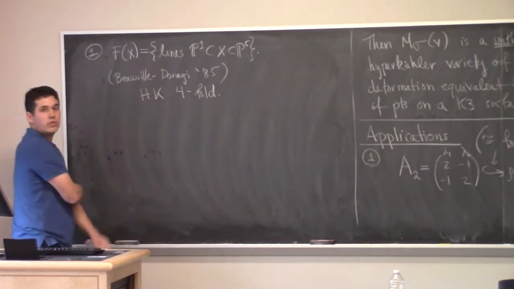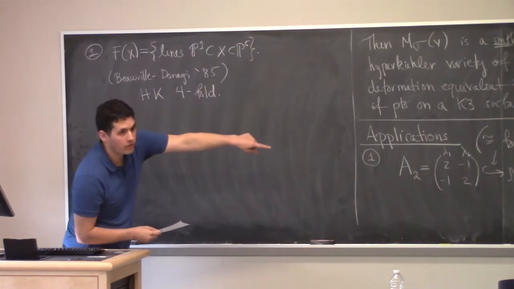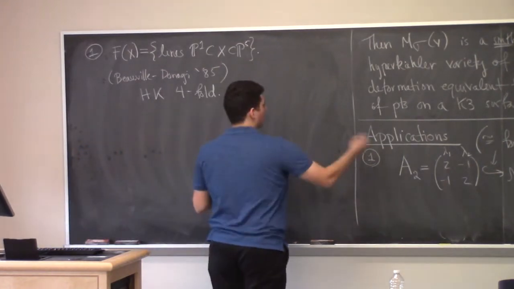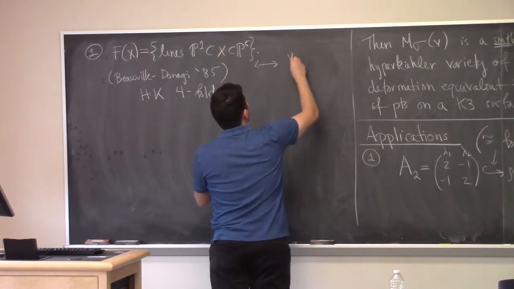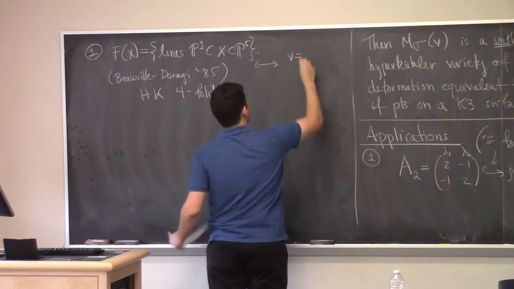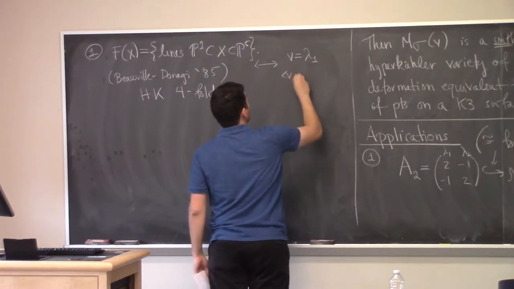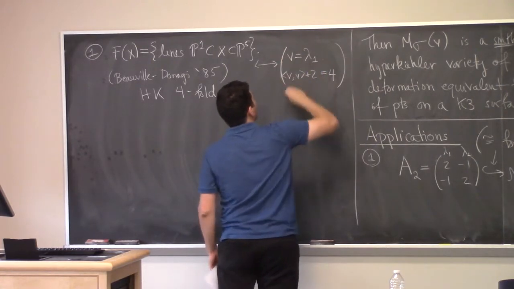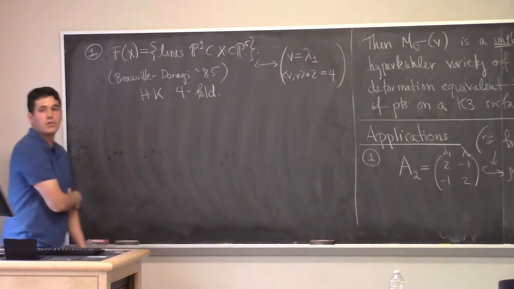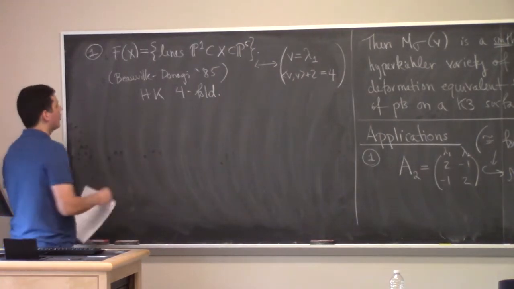Okay, so this is a really beautiful example of a hyperkähler variety. It's a fourfold, and in terms of this description I just told you, you can actually realize it as a moduli space. It corresponds to the vector V, which is just lambda 1. And indeed, if you do V paired with itself plus 2, you get 4. So at least at the level of dimensions, it checks out. So the smallest vector in there gives you the Fano variety of lines.